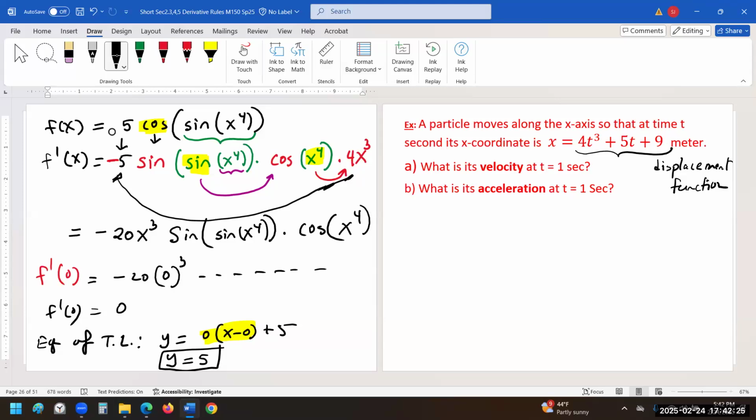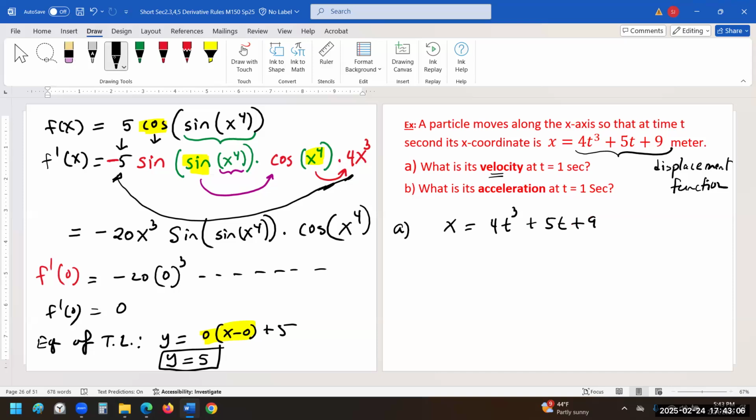In A, they ask me for the velocity after 1 second. What is velocity? Derivative of the function. So basically, you're looking for the first derivative. So let's say x prime. Actually, I shouldn't write x prime. So here, what I'm going to write is this. We know our x is this, the whole equation: 4t³ plus 5t plus 9.